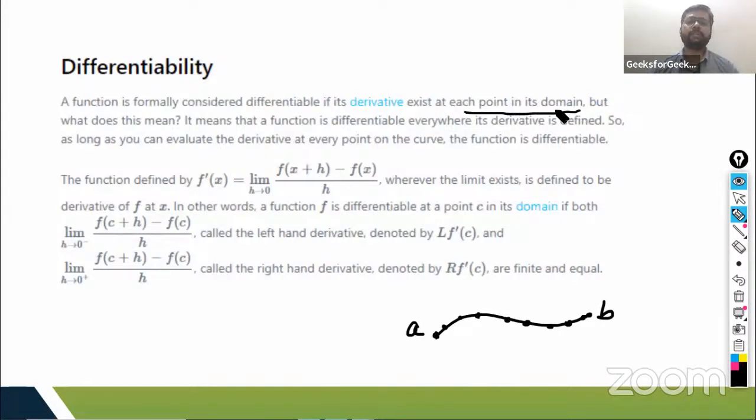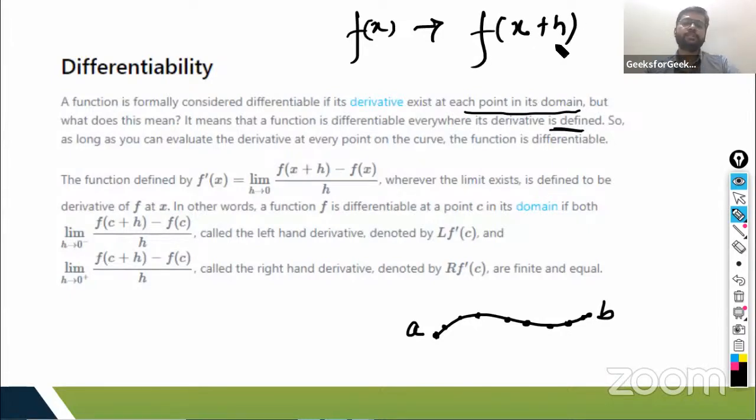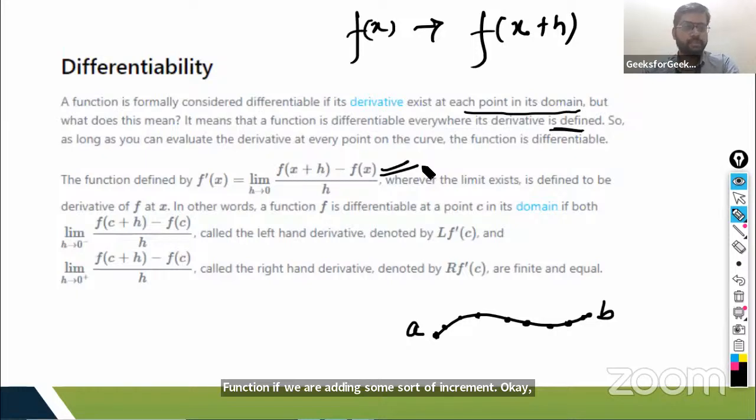Okay, but exactly it means once we are differentiating everywhere, its derivative is defined. So as long as you are just covering that curve point, the function corresponding to that is differentiable. For example, suppose the point is x and the function is f(x); if we move a little ahead of that point, we can rewrite it as f(x plus h). I hope you remember this part: this is how we find the existence of the limit of a function if we are adding some sort of increment. If we are adding h to x, we can rewrite the equation something like this.